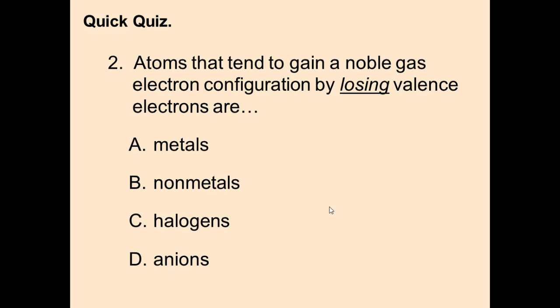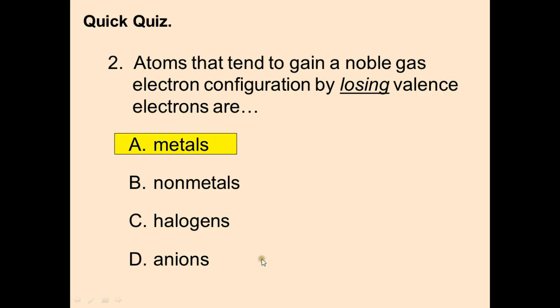And so, question 2: atoms tend to gain a noble gas electron configuration by losing valence electrons. Are A, metals, B, nonmetals, C, halogens, or D, anions? So, if you remember, just from the PowerPoint, the metals are the elements that have valence electrons usually less than 4, so it's easier for them just to lose a few electrons than to gain a lot more. So the correct answer is A, but if you did not know that, you could just go through all these answers and figure them out.